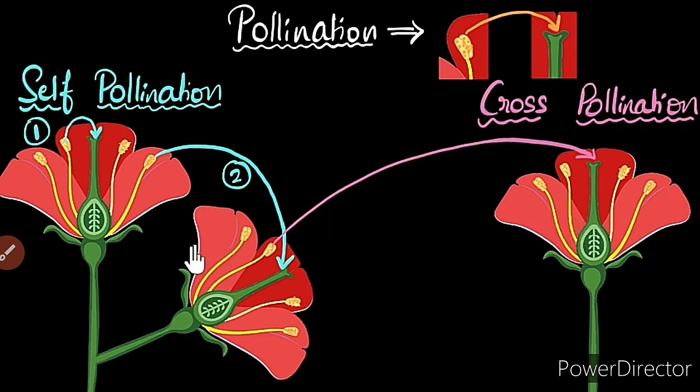Now, how does this pollination happen? How do the flowers take the pollen grain and transfer it to the stigma?